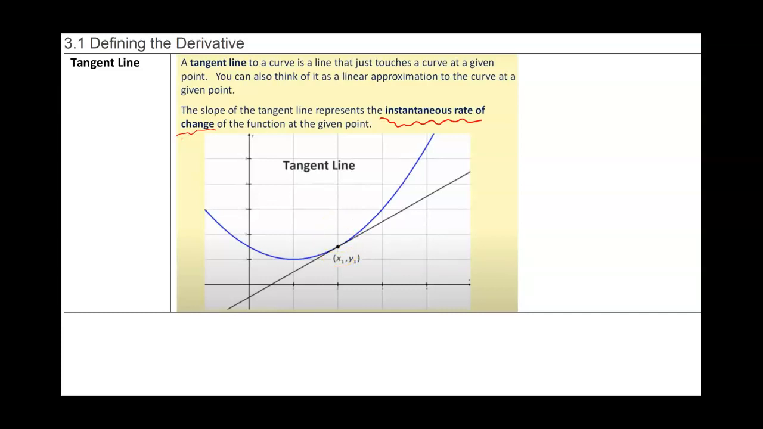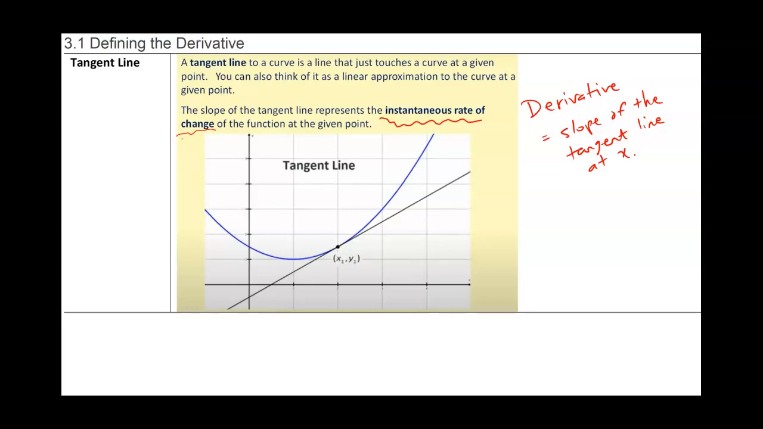So the slope of the tangent line represents the instantaneous rate of change. So when you have a tangent line to a point at a curve, and we calculate the slope of that tangent line, that tells us the instantaneous rate of change. In other words, the rate of change at that specific point. The derivative is basically the slope of the tangent line at x.